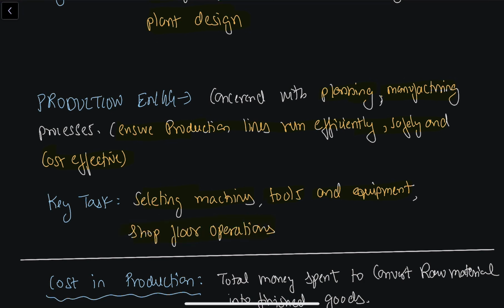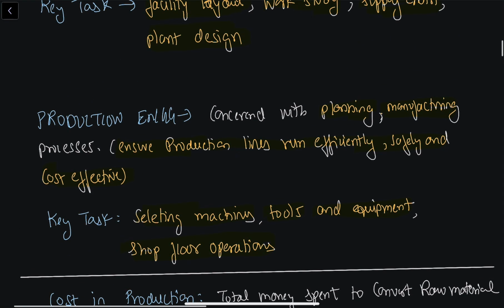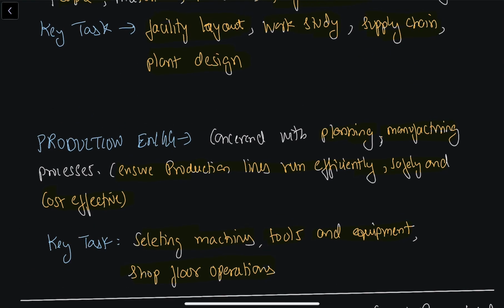The shop floor is nothing but a huge area where all the machines are running, and all the operations are taking place simultaneously. It is a shop floor operation. So these are the differences between industrial engineering and production engineers.